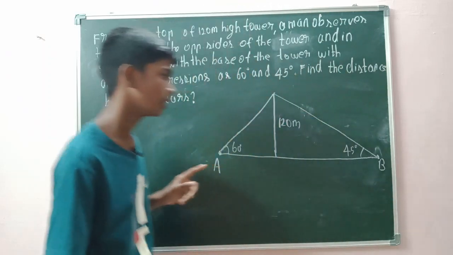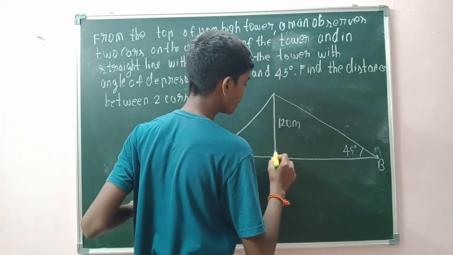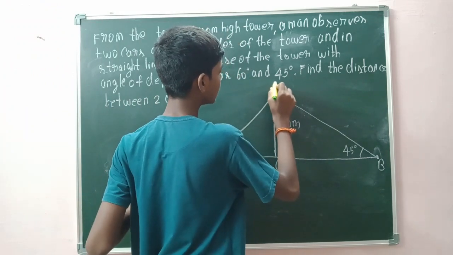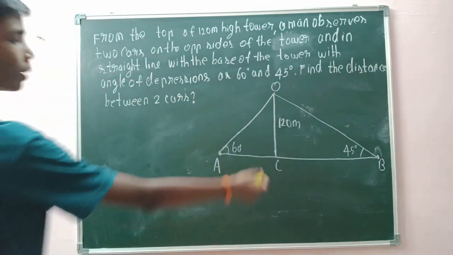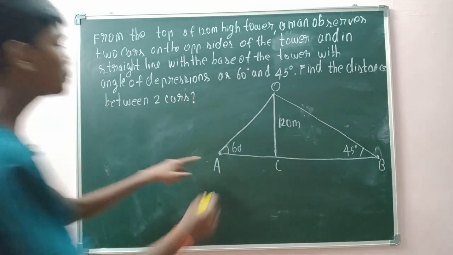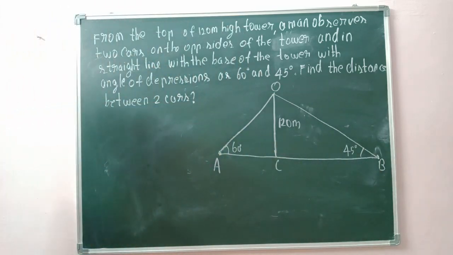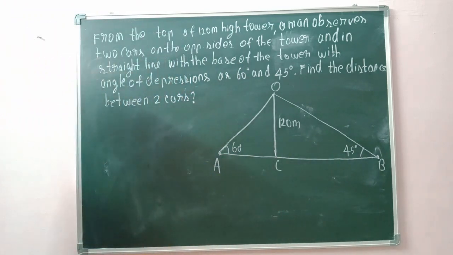Now let me name the points. Let this point be C and this point be O. The top of the tower is O, and the bottom of the tower is C. Now let me solve this question. They are asking us to find the distance between these two cars, the distance between A and B. How can we find this? Just find AC and find BC, add them, and the job is over.